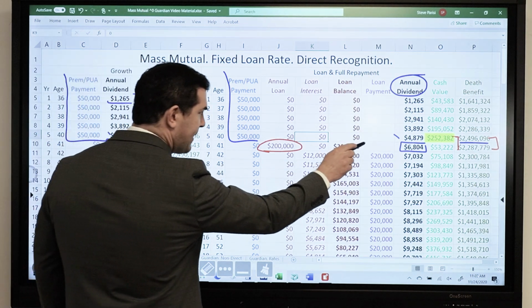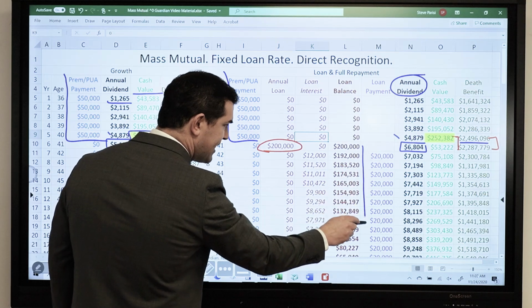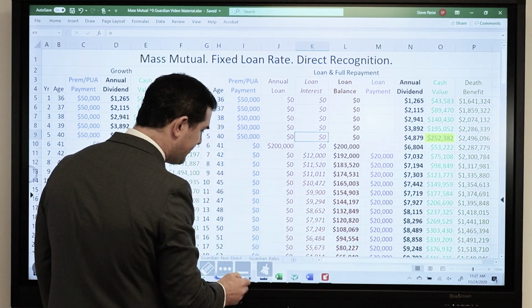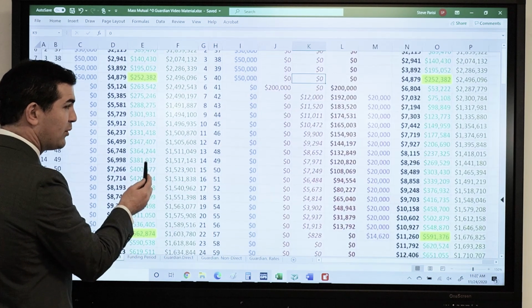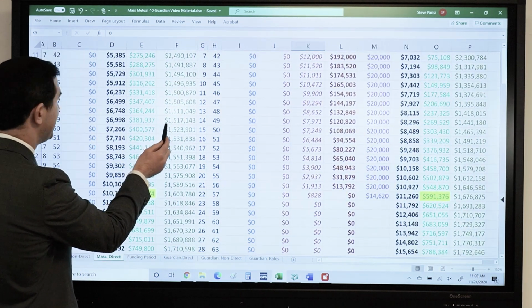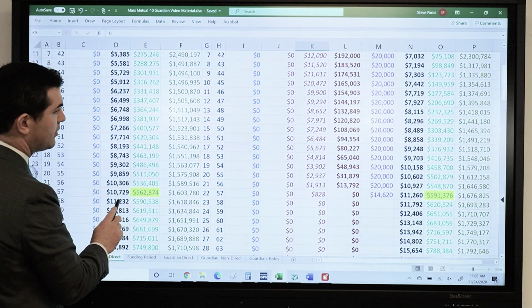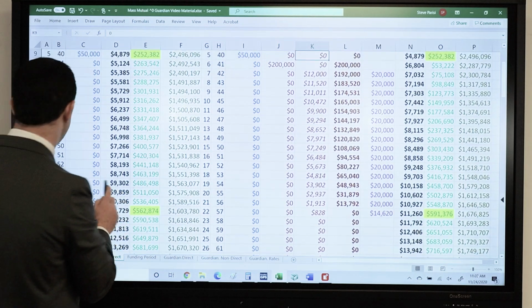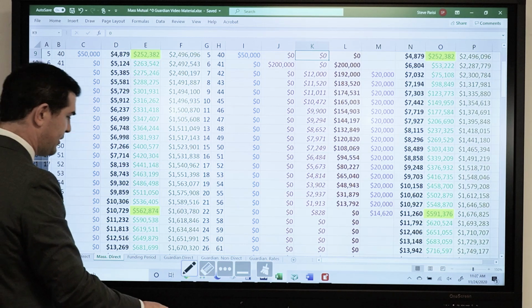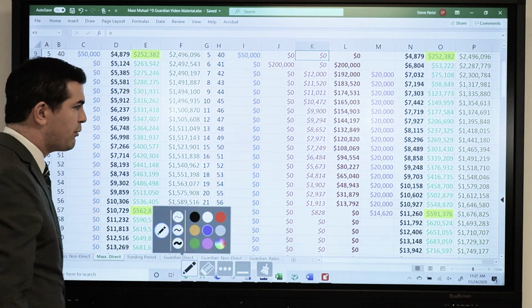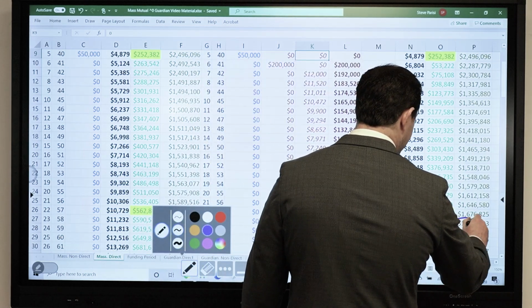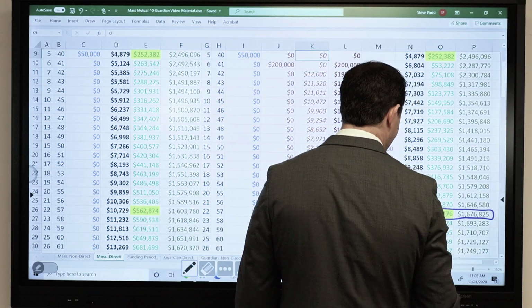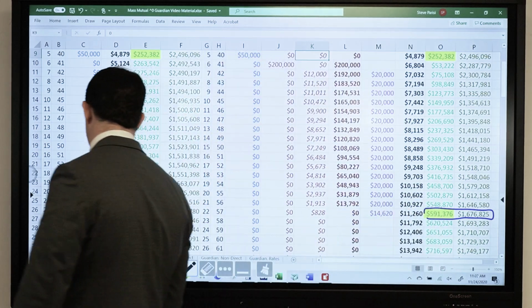We begin to pay it back, $20,000 per year. Let's see the impact. Remember, that loan interest is going to the insurance company. And we have a 6% loan interest expense on this example, not a 5% expense like the non-direct recognition policy. But here's what we want to touch on. When it is paid back, cash value is $591,000.